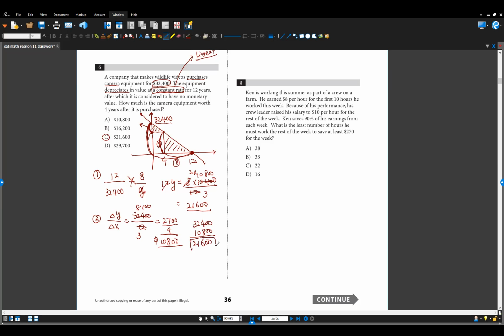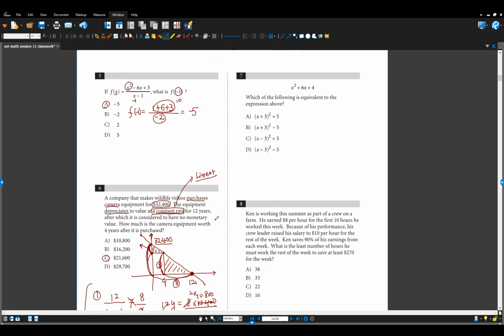You can solve this way too. It's okay. Or maybe some like this one, set up the equation. So y equals, the slope is 2,700. That is a negative slope, right? Every year, and the y-intercept is 32,400. After you set up the equation, now put in 4 years. You get the same number. Almost the same thing, just a slightly different approach. All right, that is number 6.